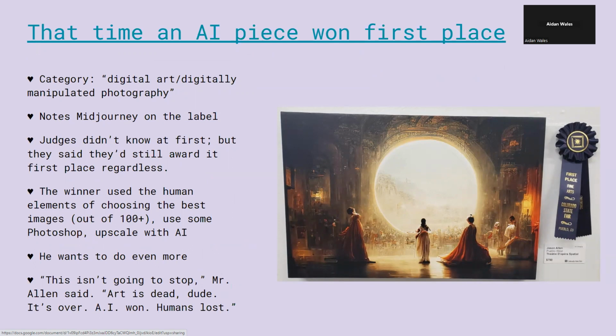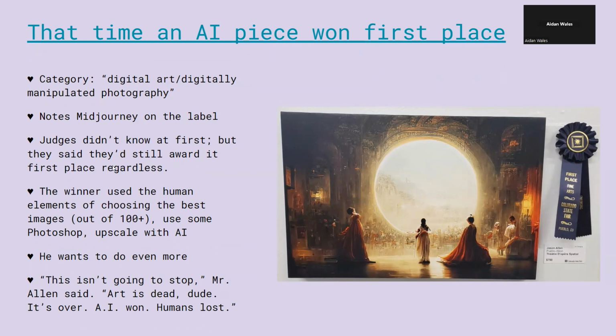All right, so let's talk about the time an AI piece won first place in an art contest. The context of this is the Colorado State Fair, first place. This is created with AI. The category for this was digital art slash digitally manipulated photography, which is kind of a problem in itself because they're completely different things. It notes Midjourney on the label, so the artist did make note that that's where it came from, that this person collaborated with it.